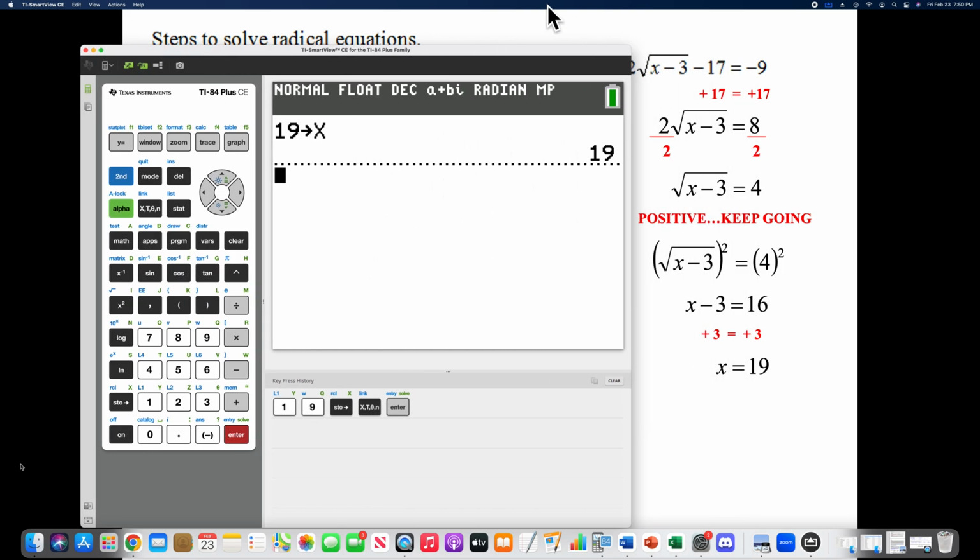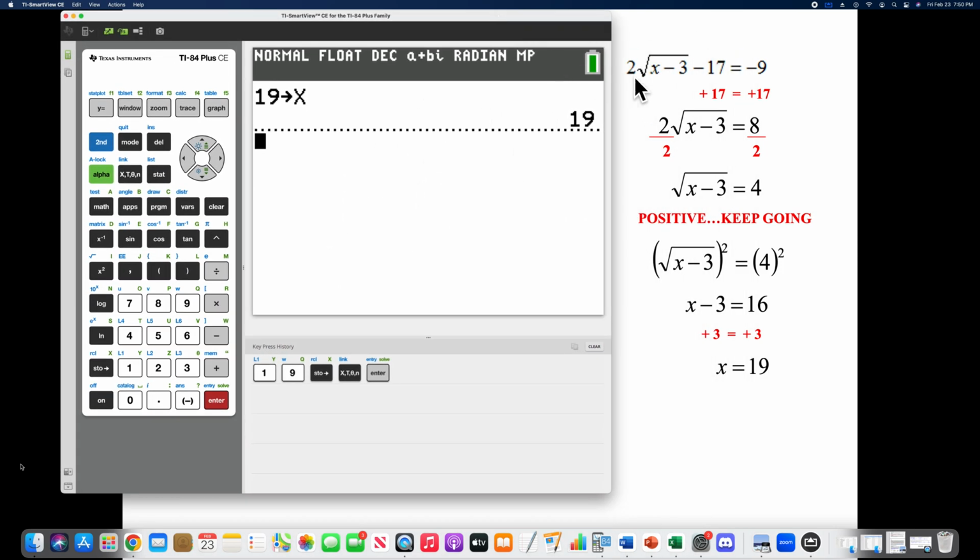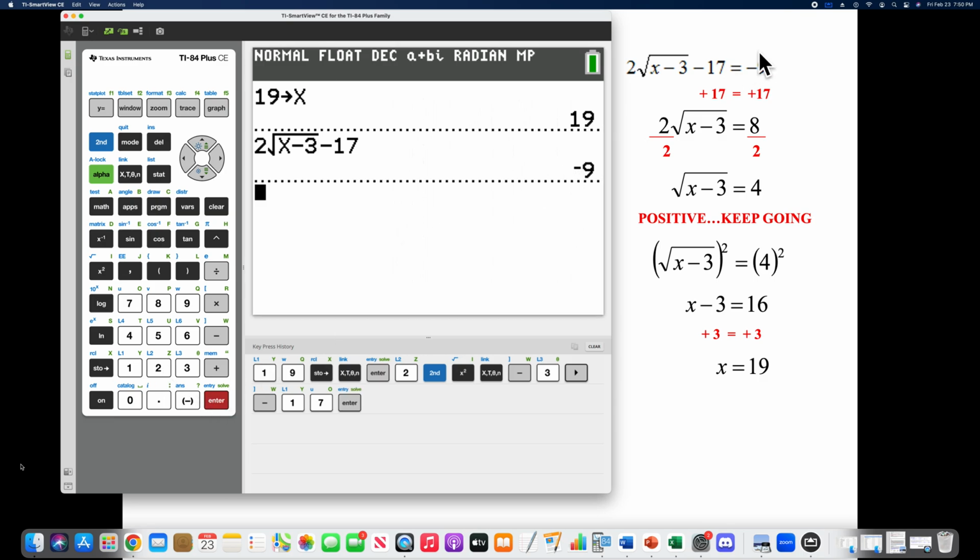So now I go back to the left-hand side, and I type in 2. My square root symbol is above the x squared, so second square root, I type in x minus 3. I have the right arrow to get out of the square root to put in my minus 17. I hit enter, and it says it's equal to -9.